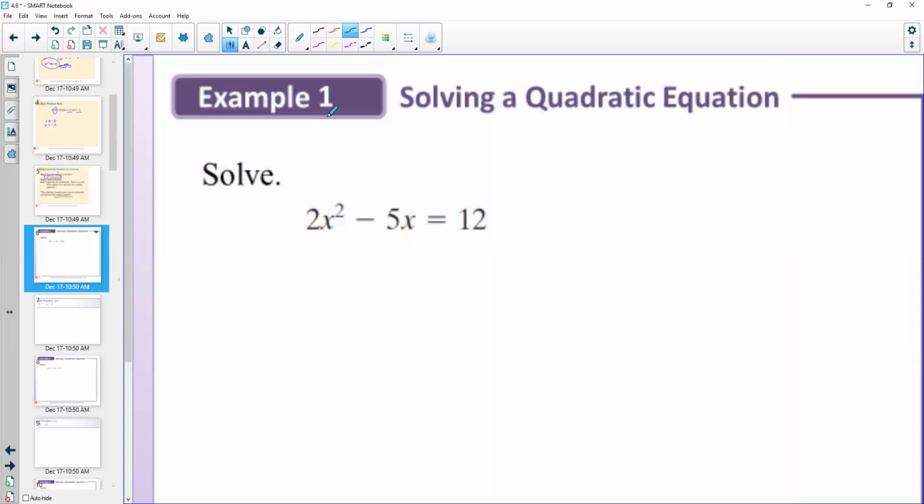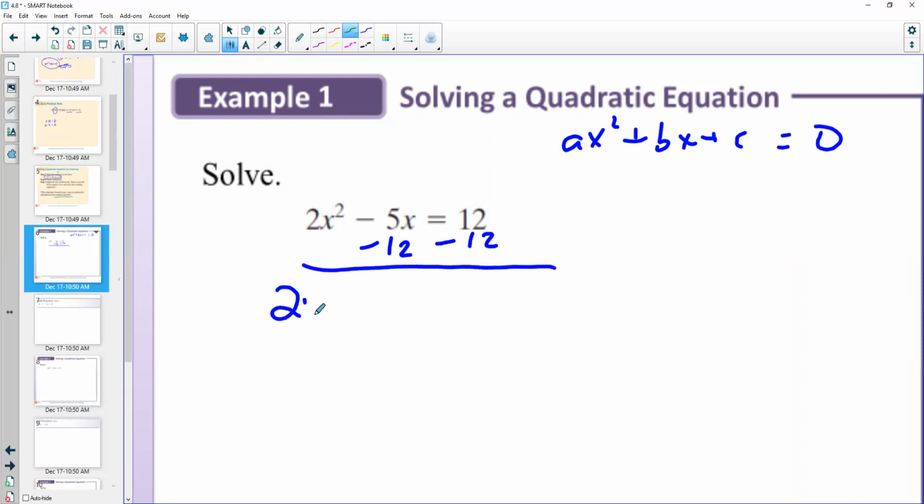Okay, so here is one for us to solve. The first step is to look at it. Is it in standard form? Well, no, it's not, because it's got to look like this: ax squared plus bx plus c equals 0. And in this case, I got 12 over there. So the first thing I'm going to do is put it in standard form by moving the 12 to the other side. So I get 2x squared minus 5x minus 12 equals 0.